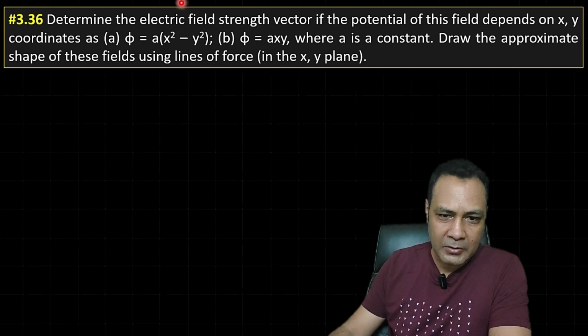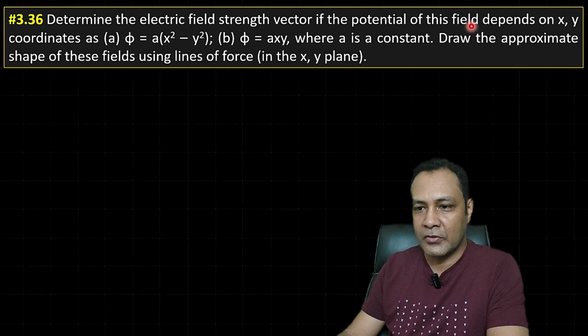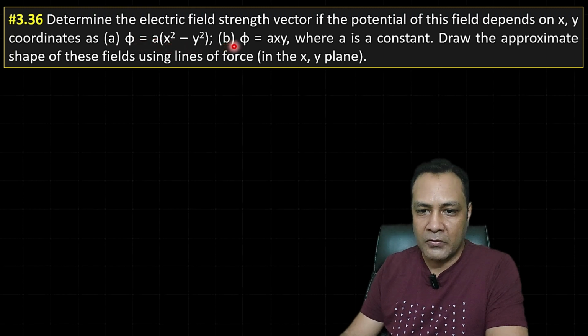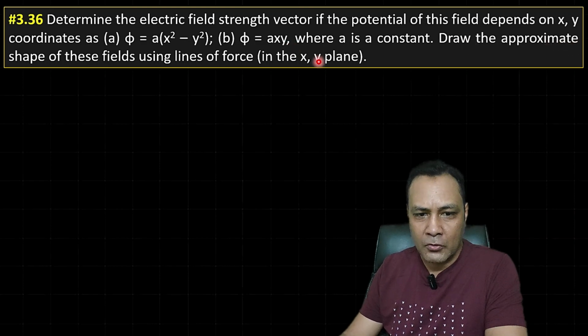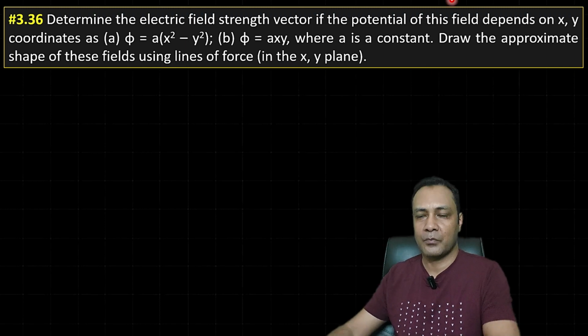So the question asks: determine the electric field strength vector if the potential of this field depends on the xy coordinates, as in case A, phi is equal to a(x square minus y square), and case B, phi is equal to axy, where a is a constant. Draw the approximate shape of these fields using lines of force in the xy plane.